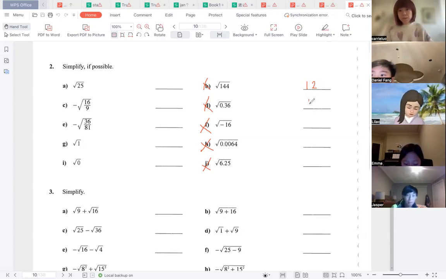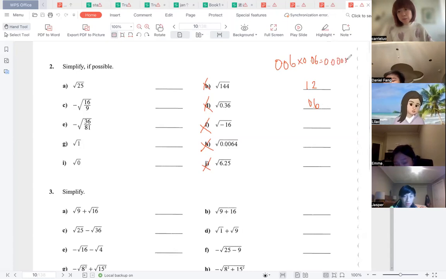0.06. 0.6. 哪有 0.06? 0.06乘以 0.06 equals 0.00036. OK，你这个多了啊，是 0.6，没有那么多。OK，the square root of -16, Lilac.